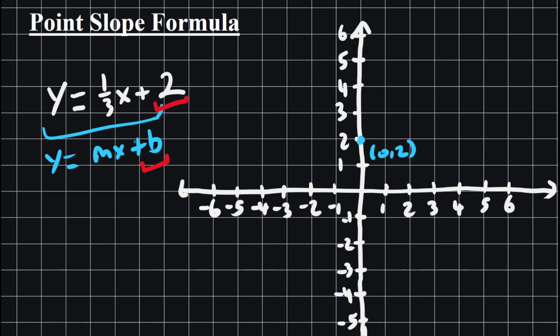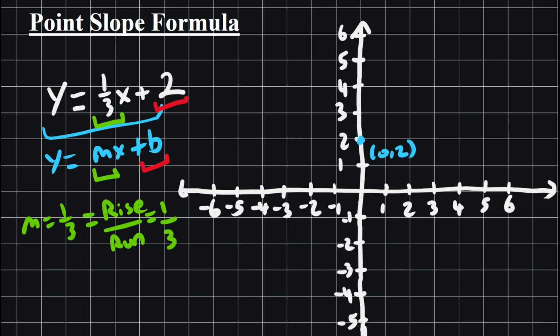Good. So now we take a look at our m term. So m is our slope, and our slope is 1 over 3, 1/3. So our slope is 1 over 3, and it's already in fractional form, and our slope represents our rise over run. So our rise, taking a look at the fraction, is 1, and our run is 3.